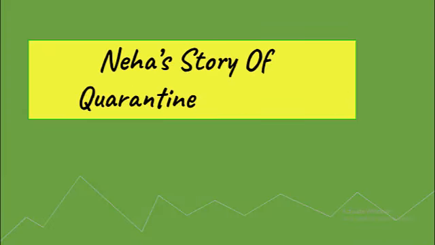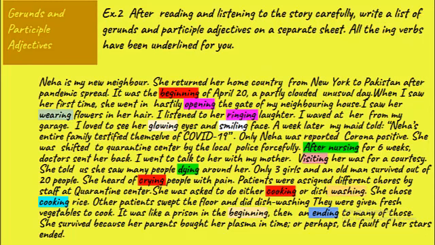Here we have some more examples. Can you ask yourself? And to clear it, I have brought you a story of Neha. That's very simple, and you will learn gerunds. So many gerunds and participle adjectives. After reading and listening to the story carefully, write a list of gerunds and participle adjectives on a sheet. All the ing verbs have been underlined for you. We will look at all these ing form verbs. I want to read the story to you.